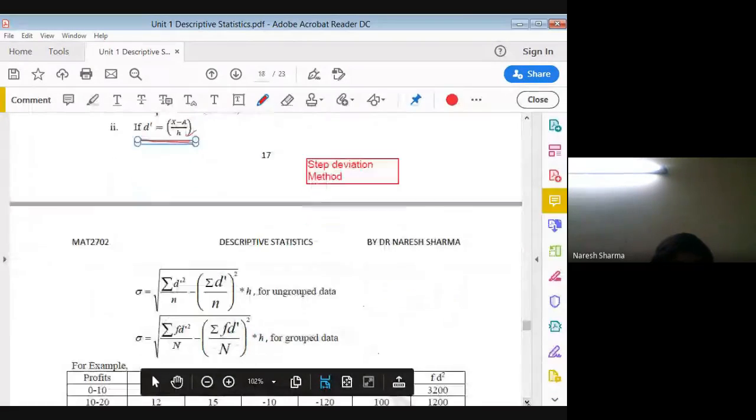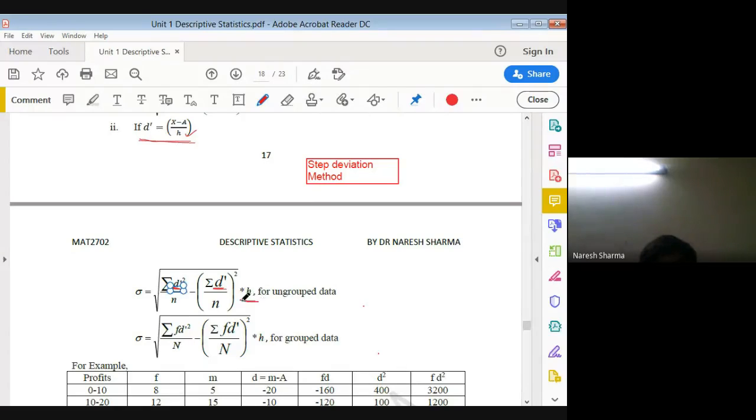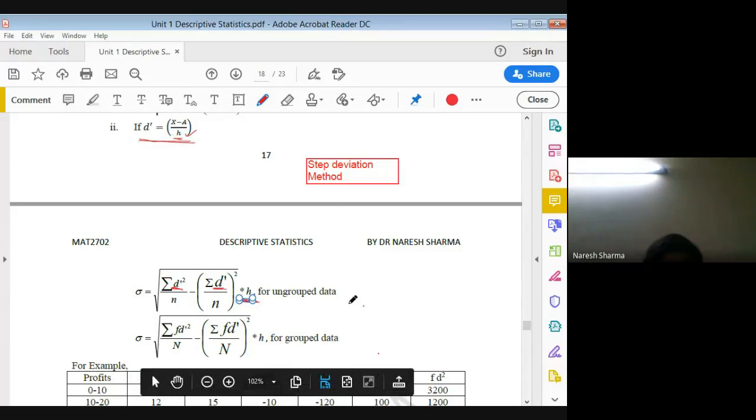In your formula we have summation x square divided by n. So we replace x by d dash. Also summation x divided by n whole square in the formula. So we replace x by your d dash. Additionally, we multiply this factor by h, because in here we divide by h, so here we can add. So this becomes the new formula for ungrouped data. Similarly for grouped data, we just add frequency and also multiply by h, right?